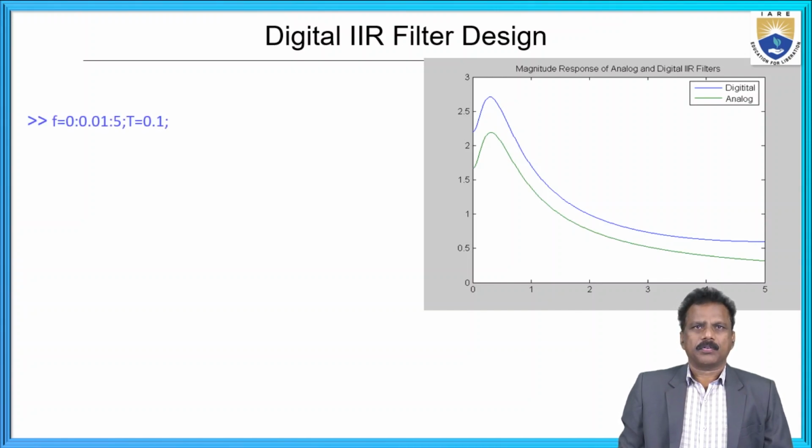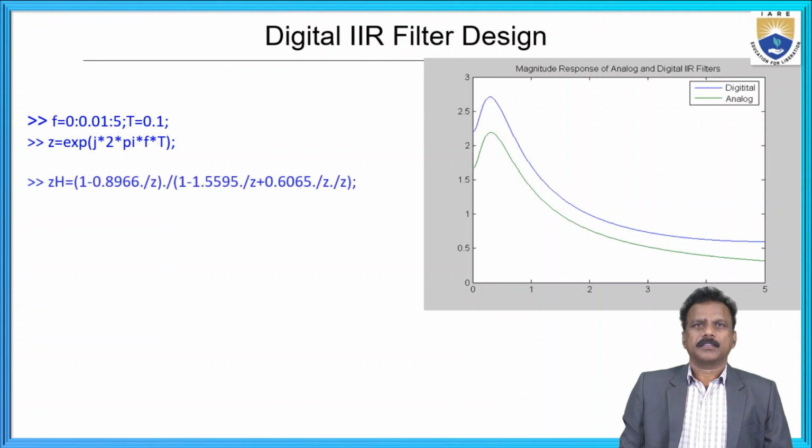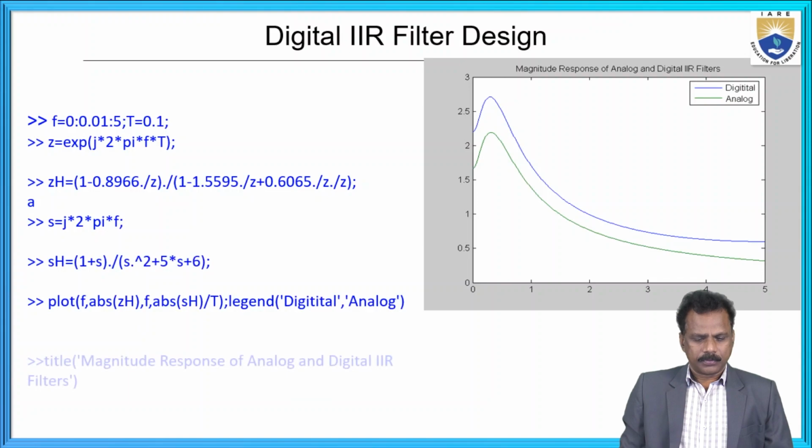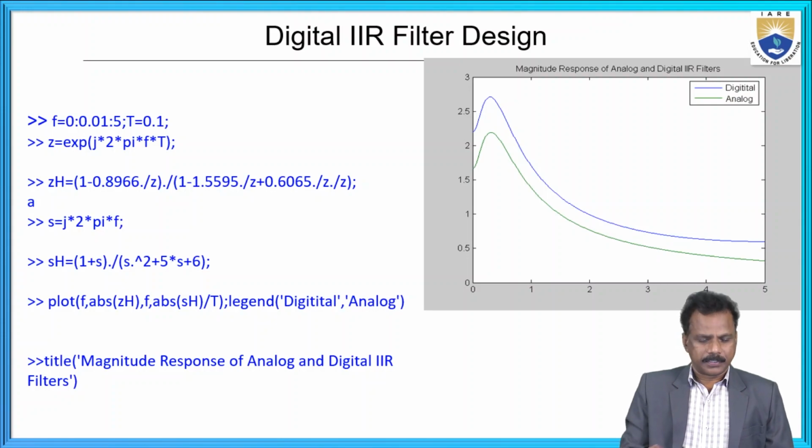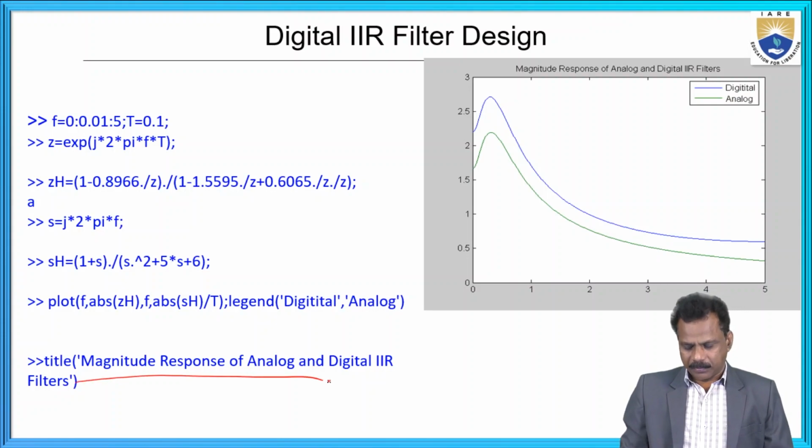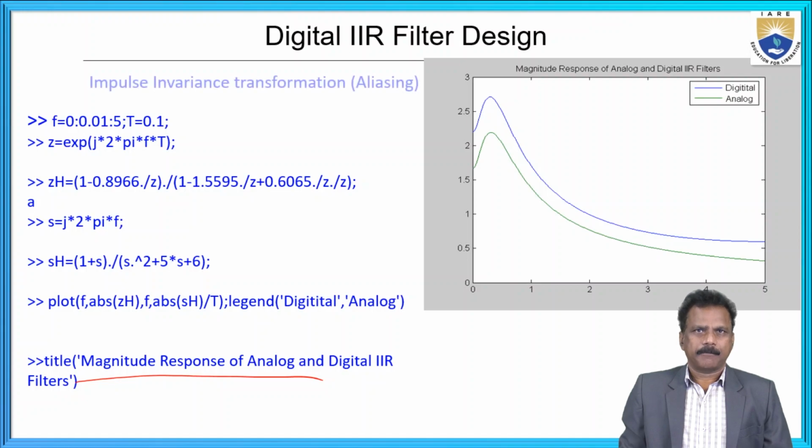Built-in functions: f equal to 0 to 0.01 colon 5, where t equal to 0.1 and z equal to exponential of j2 pi f into t, and like this according to this you should write. Okay, so using this piece of code we have to plot this. It is going to give the magnitude response of an analog and digital IIR filter.